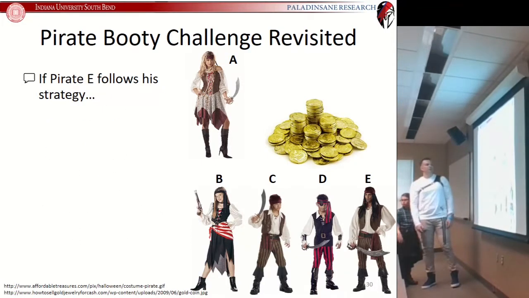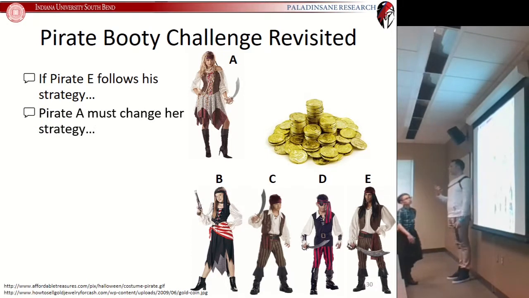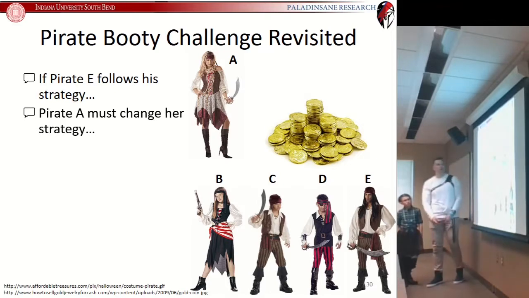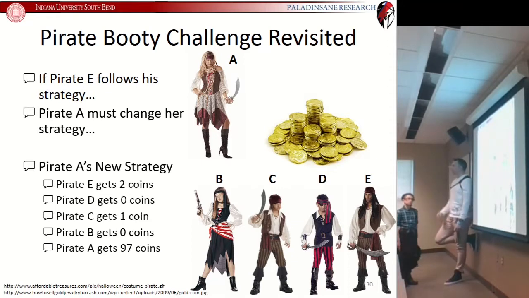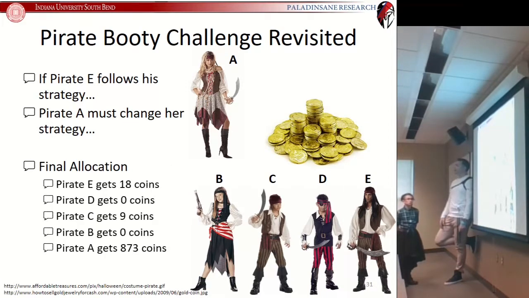So if Pirate E follows this strategy, Pirate A has to change her strategy. That rational single iteration solution is not the best solution anymore. So she might say something like, all right, I got my new strategy here. I'm going to give Pirate E 2 coins. I'm going to make Pirate E's situation a little bit better. And notice that at the end of this new strategy, the final allocation, if it's followed, Pirate E now gets 18 coins. So Pirate E has maximized his take through the 10 allocations by throwing that first allocation overboard, kind of sending a message to Pirate A.